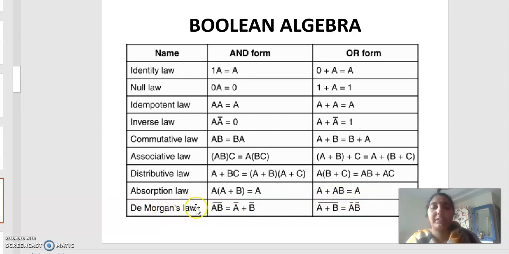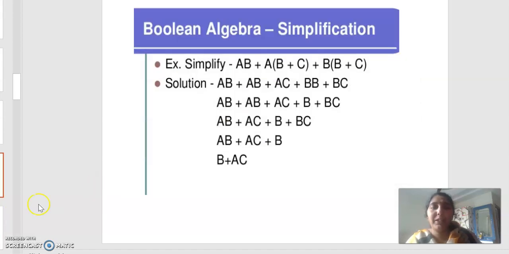The De Morgan's law for the AND form is (AB) bar equals A bar plus B bar. And (A plus B) whole bar equals A bar dot B bar. So now, by using these Boolean algebra laws, we will minimize or simplify the Boolean expression.